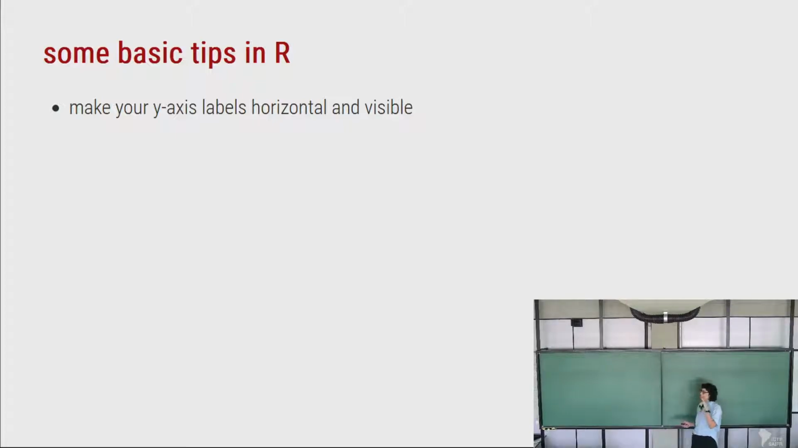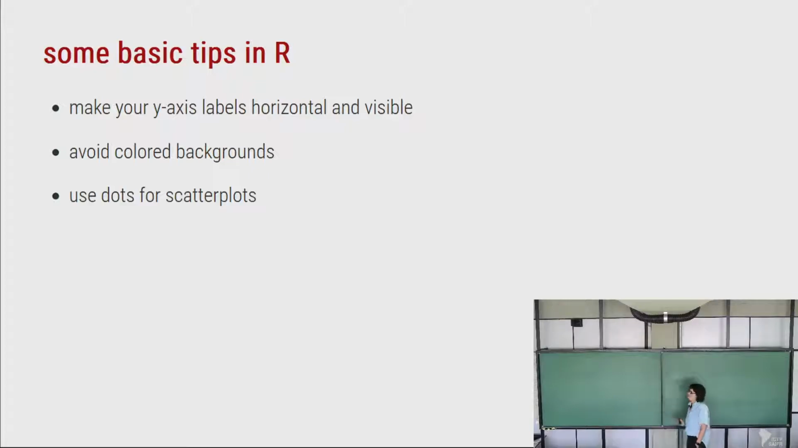Never, in R base, the default for the y-axis is the numbers being horizontal. Sorry, vertical, so that is harder to read. So always make our y-axis labels horizontal and visible. Avoid colored backgrounds. We'll see that ggplot by default has a gray background. I will never understand why they did it, but we can change that.